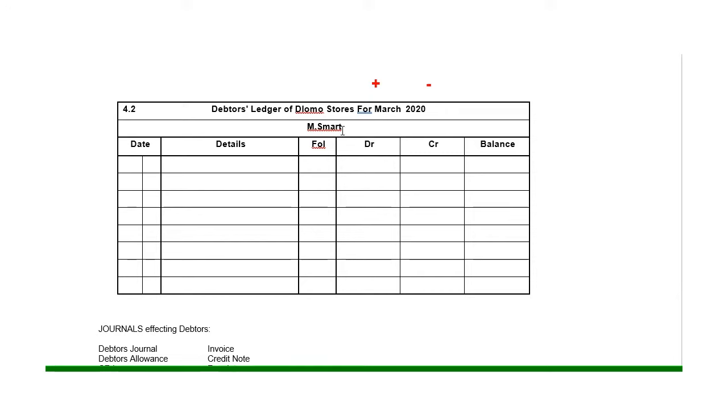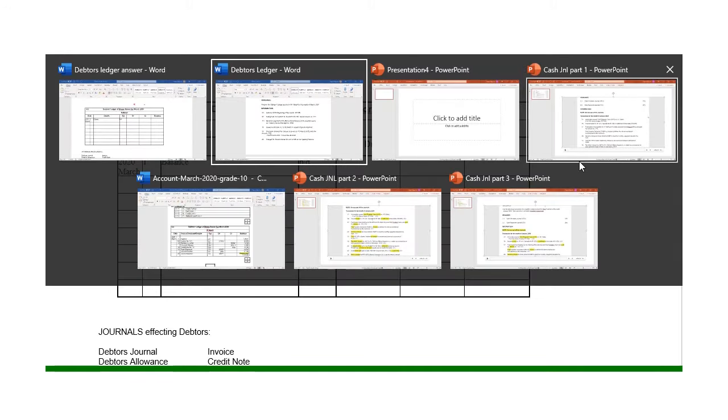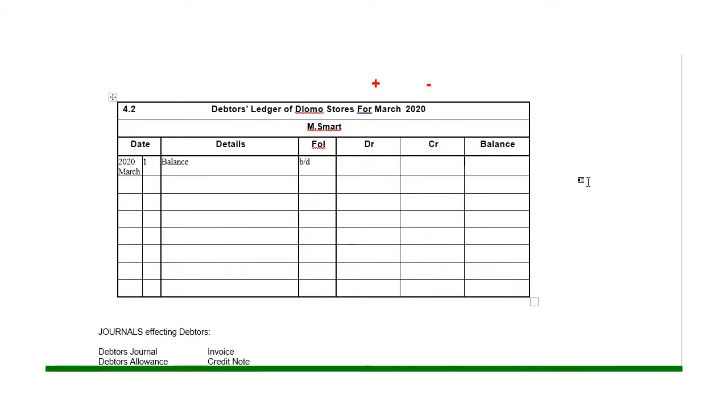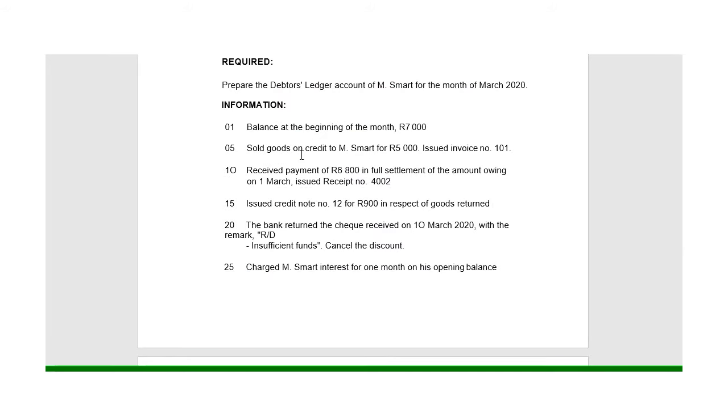So let's go to the ledger itself. The first column is the year and the month, so it's 2020 March. And the balance will be on the first day of the month. It is a balance brought down, and I go to the balance column directly. I don't put the balance in either the debit or the credit column. I put it straight in the balance column. And the amount, 7,000. So that was his opening balance. Now we can start doing the transactions.